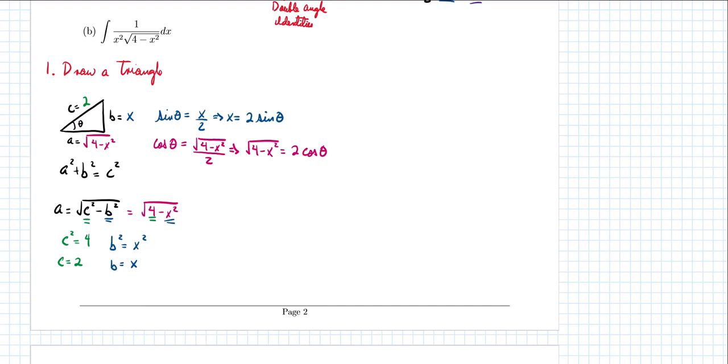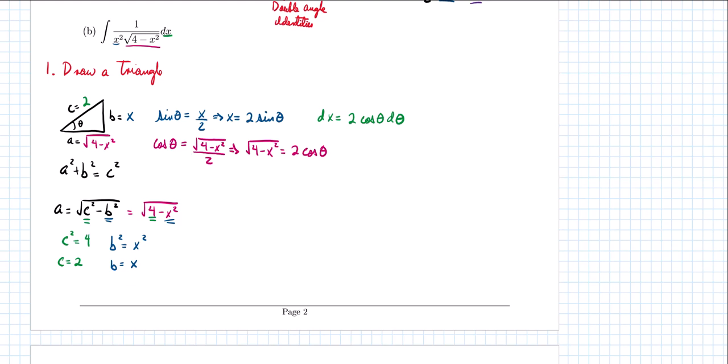Alright, the last piece of the puzzle here is to figure out what dx is in terms of d theta. So we are going to need a differential. dx is going to be equal to the derivative with respect to theta of 2 sine of theta, which is 2 cosine of theta d theta. Now we have our dx, we know what x is, and we know what the square root of 4 minus x squared is in terms of trig functions and d theta.